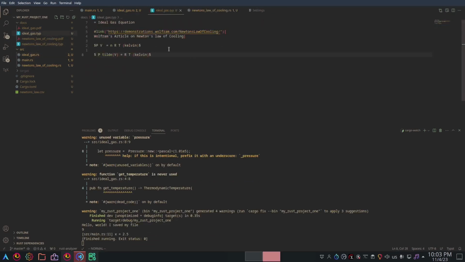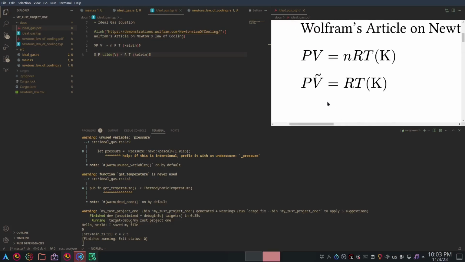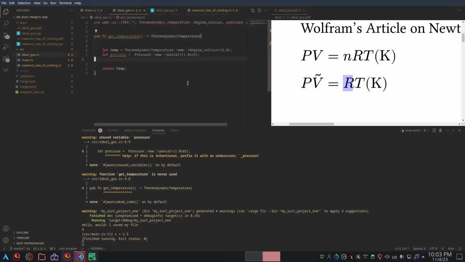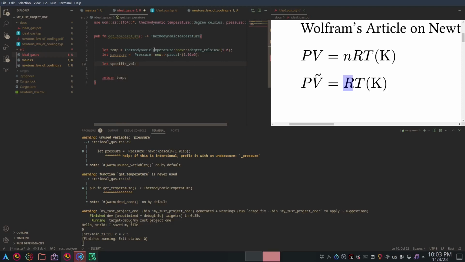Anyway, we'll come back here to our ideal gas type. What did we want to find? Remember, if you wanted to find temperature, what do we need? We need the PV and we need the R, right? We need PV and R. So let's go and find PV and R. So here's a pressure. So we need a specific volume. That specific volume equals to volume.